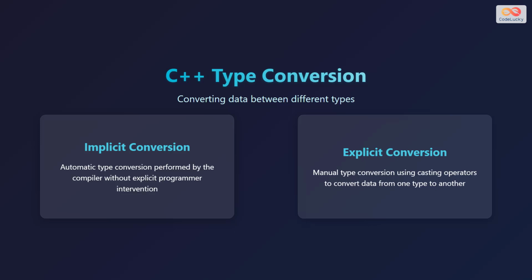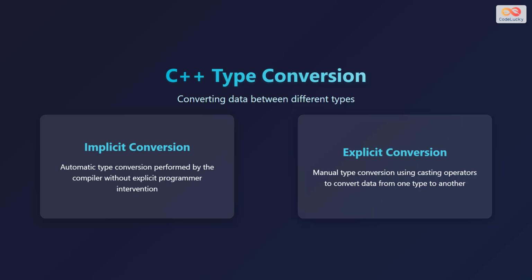In this video, we're diving into the world of C++ type conversion. Type conversion, also known as typecasting, is the process of converting a value from one data type to another. We'll explore how to convert data between different types, which is a fundamental concept in C++ programming. We'll look at two main types of conversions: implicit and explicit.